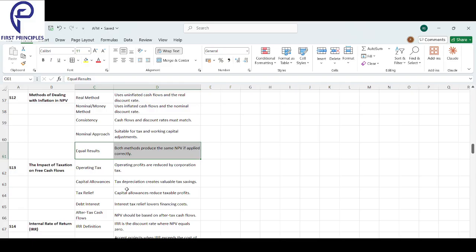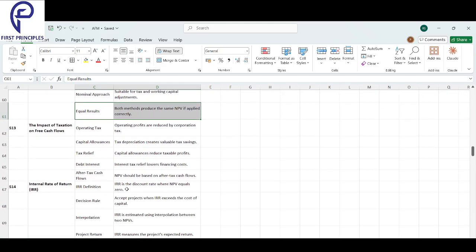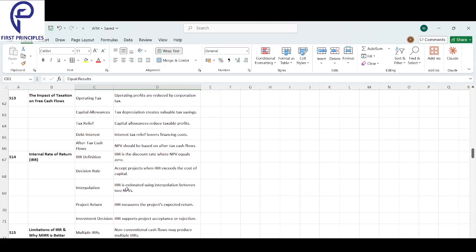Okay, so that is about the methods of dealing with inflation. This is how you deal with inflation, right? The specific inflation affects your cash flows like revenue and cost, and general inflation affects the discount rate. With the real discount rate, you use real cash flows. If you're using nominal discount rates, use nominal cash flows. The nominal approach is best when tax and working capital adjustments are made, and if you use either of the methods, you'll get the same NPV.